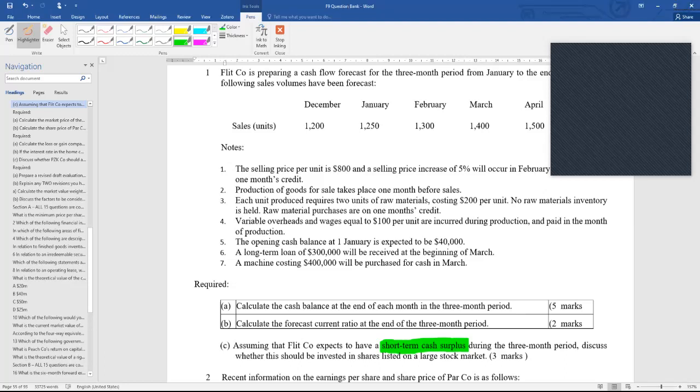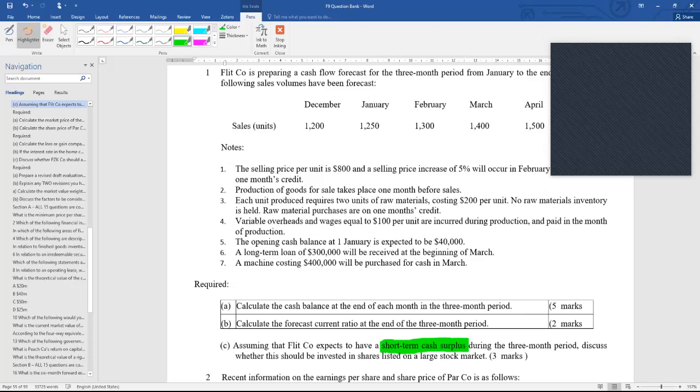You can't invest in long-term assets. You can't invest in shares. What if the market is illiquid? It might take longer for you to dispose of those shares to convert them back to cash. So it is more prudent for the company to invest in short-term maturing assets. Invest in T-bills, invest in money market instruments.